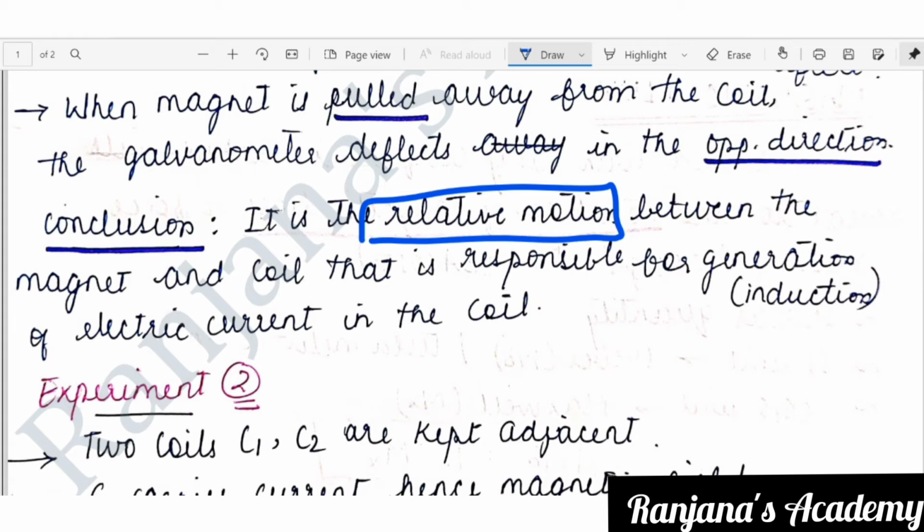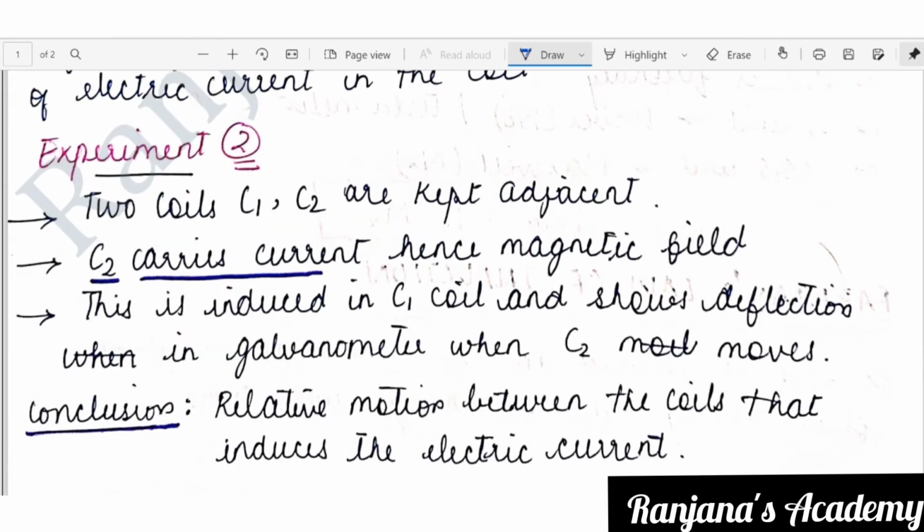What do you mean by relative motion? You're moving either the coil or the magnet. While you're moving the magnet, you can understand that electric current is being produced in the coil. Experiment 2: there are two coils, friends, C1 and C2, which are kept adjacent to each other. Imagine this is one coil, C1, and this is another coil, C2. To distinguish them I made different sizes, but they can be of the same size, greater or smaller; it doesn't matter.